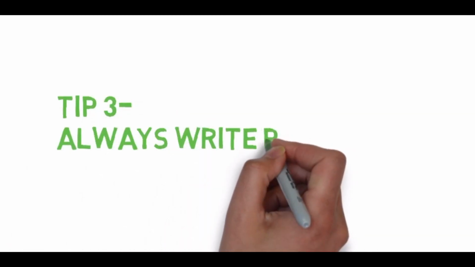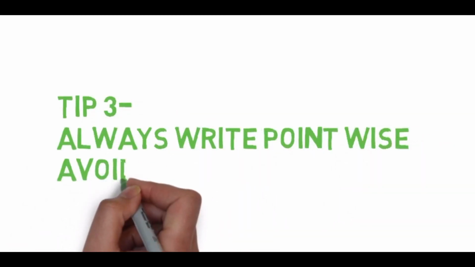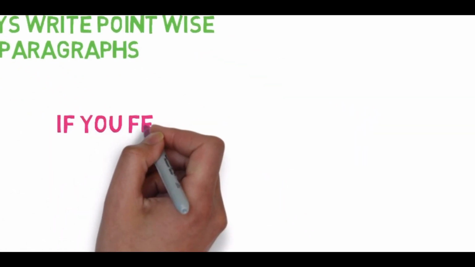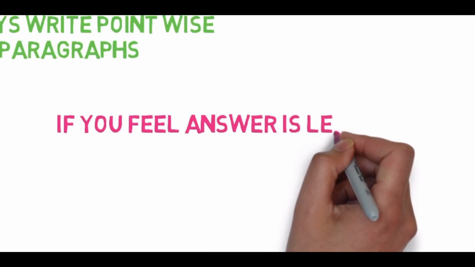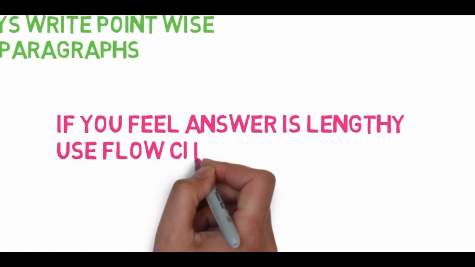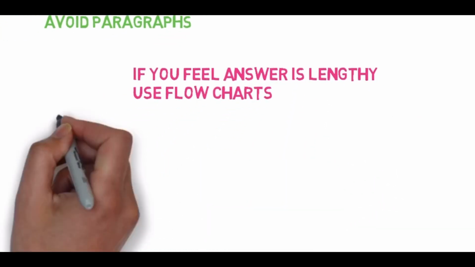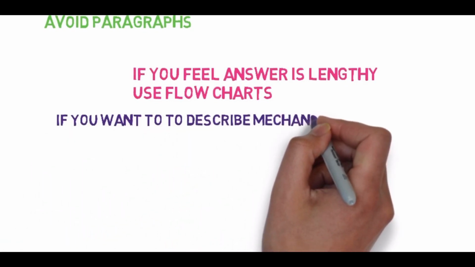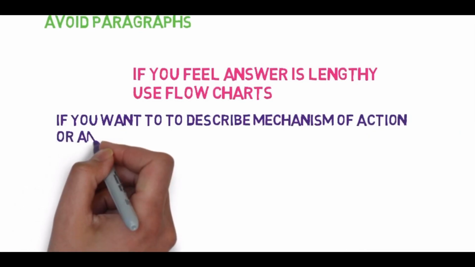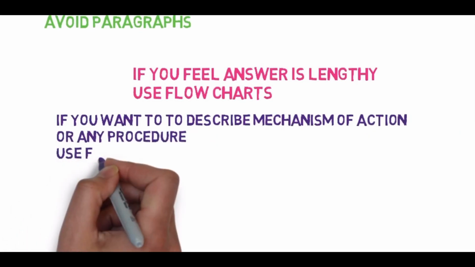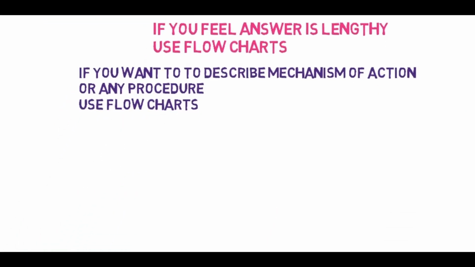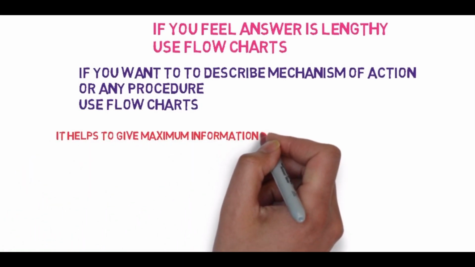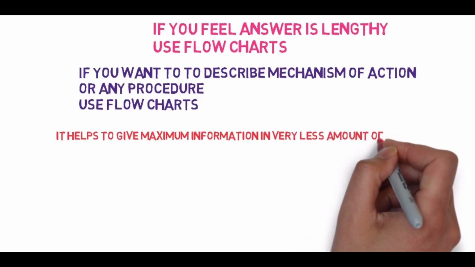Tip 3. Always write point-wise. Avoid paragraphs. If you feel your answer is lengthy, use flowcharts. If you need to describe any mechanism of action or any procedure, go with the flowcharts. Use of flowcharts saves time as well as gives maximum information in less amount of time.